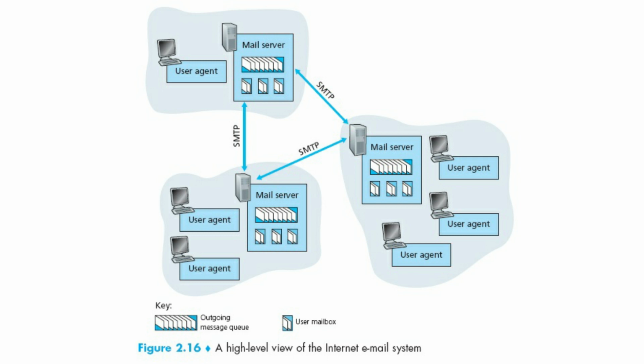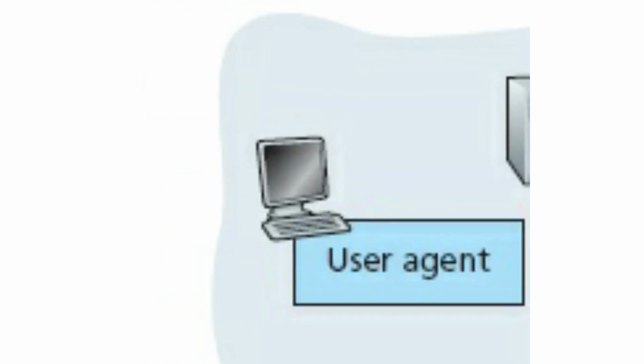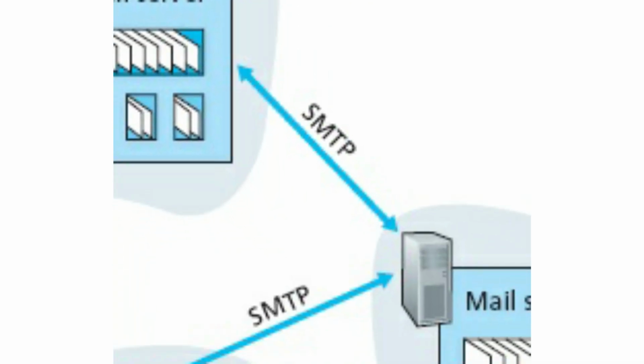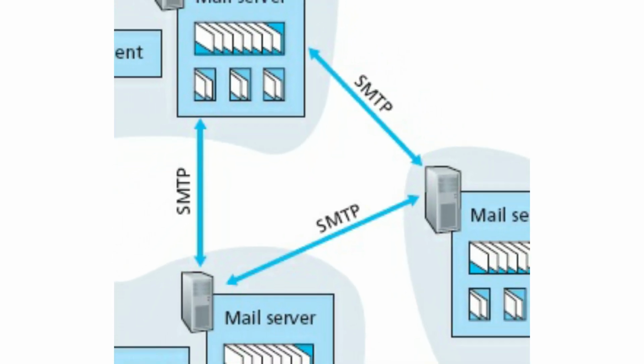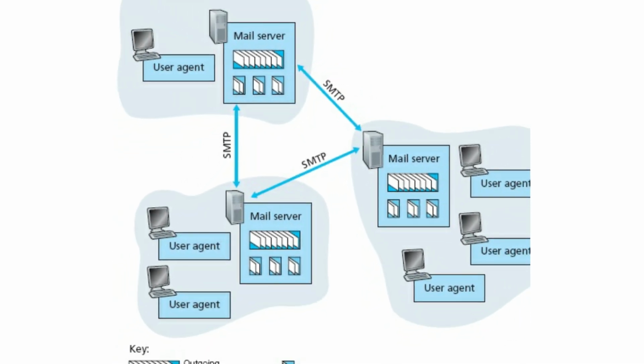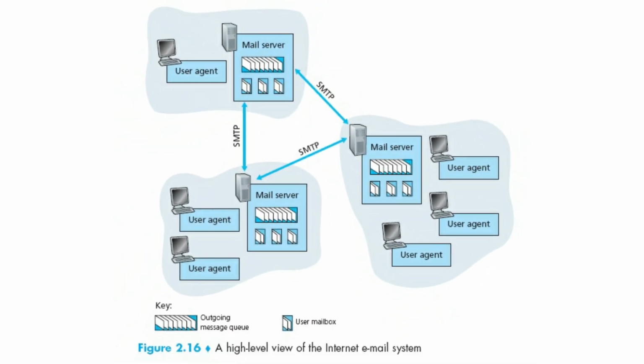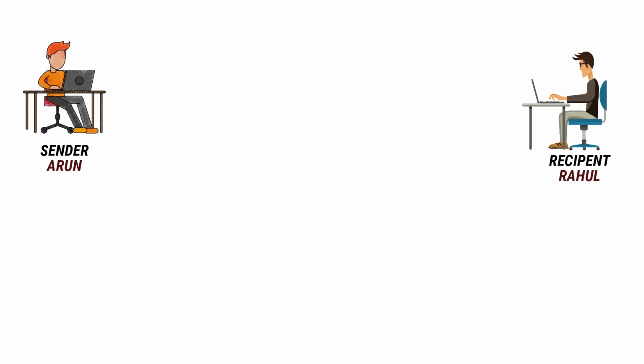As we can see from this diagram, it has three major components: user agents, mail servers, and the Simple Mail Transfer Protocol, that is SMTP. Now we'll see each of these components. Here in this context, I'll consider two users. One is Arun and another one is Rahul. Arun is a sender sending an email message to a recipient, Rahul.